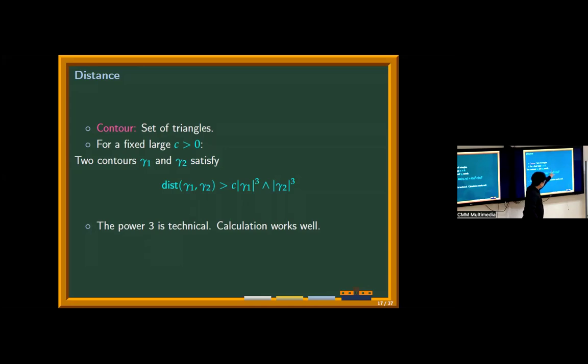Someone can ask, what does this three mean? There is no natural interpretation for this three. Actually, it's very technical, and just because the calculation works very well. One question on the three. Like in the original Fröhlich and Spencer, there's a three halves, but there is an additional one. Exactly.